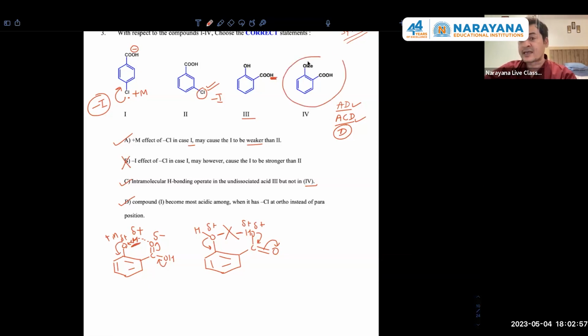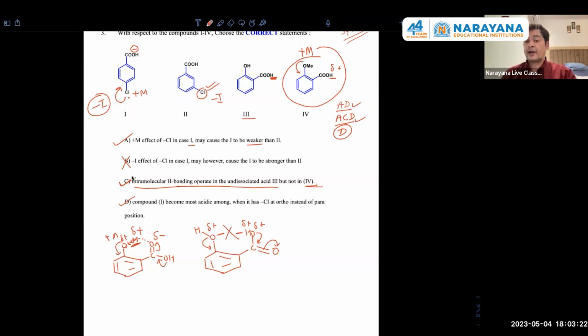Now you see this case. I already told this is showing a plus M effect. And if this is showing positive partial charge, this H is also partial positive charge. So there is no H bonding possible in this case. So the statement that intramolecular H bonding operate in third, but not in fourth is the correct statement.